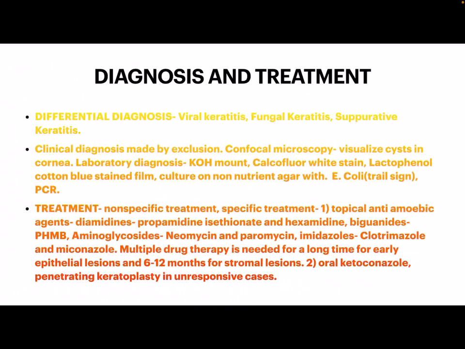Then through laboratory diagnosis also you can diagnose, and for this we have to take the corneal scraping and then do KOH mount or calcofluor white staining or lactophenol cotton blue staining. So in these cases, again, you will see the double-walled cysts of acanthamoeba. That is how you will diagnose it. Then through culture on non-nutrient agar with E. coli, you can see the trail sign. We studied this in microbiology. The acanthamoeba will move over the agar, feeding on the E. coli, causing the trail sign. Then through PCR also, you can estimate.